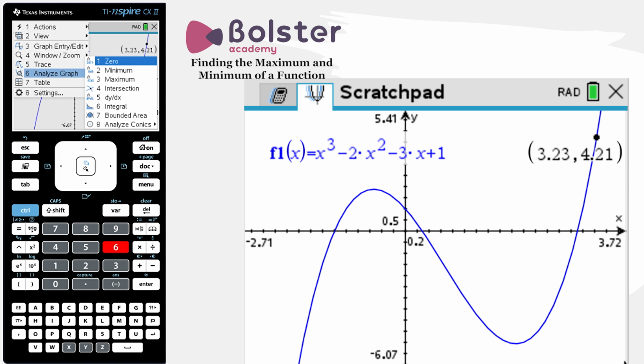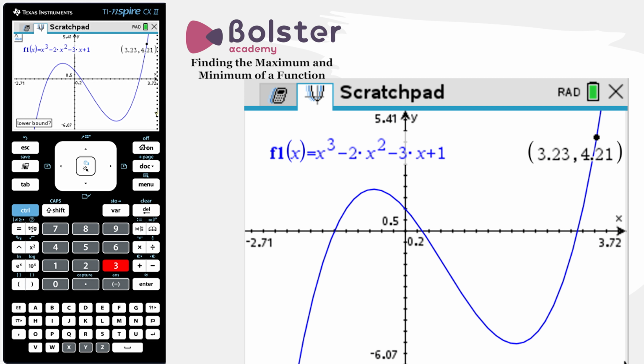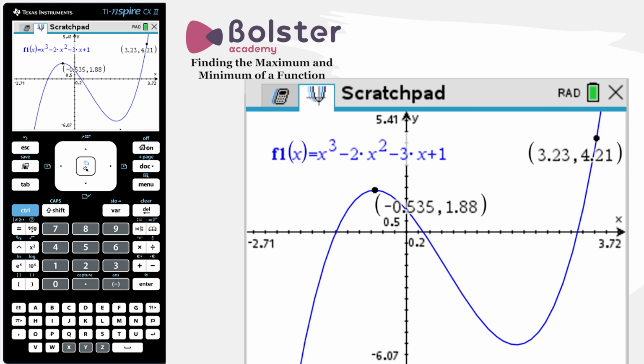So Menu, Analyze Graph, Maximum, and now I just want to choose the upper and the lower bounds to be quite close to that local maximum. And I can clearly see now the calculator is honing in on the point that I'm looking for, and I can see that my local maximum point is at x equals minus 0.535. And the value of the function at that point is y equals 1.88. Now obviously both those numbers are to 3 significant figures, and if we want it to a higher degree of accuracy, we need to go into the calculator and change the display of those values.